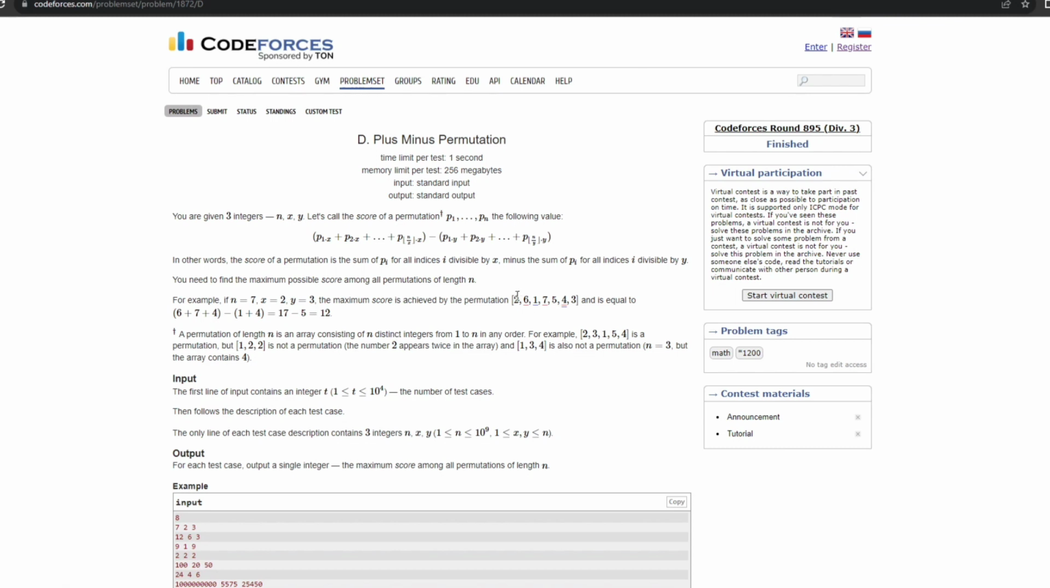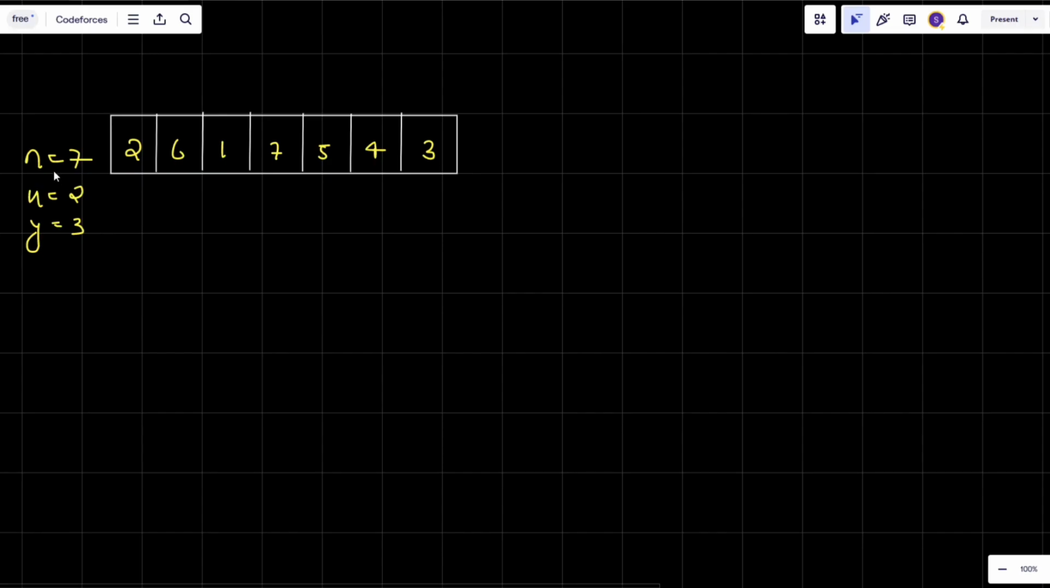Okay, so with the help of this example, that is for n equals 7, x equals 3 and y equals 3, let's try to understand what exactly the question is saying to us. So yeah, I can see that over here I'm having that example. So n means the number of elements I'll be having with me, that is from 1 up to n. Okay, like 1 2 3 4 up to n.